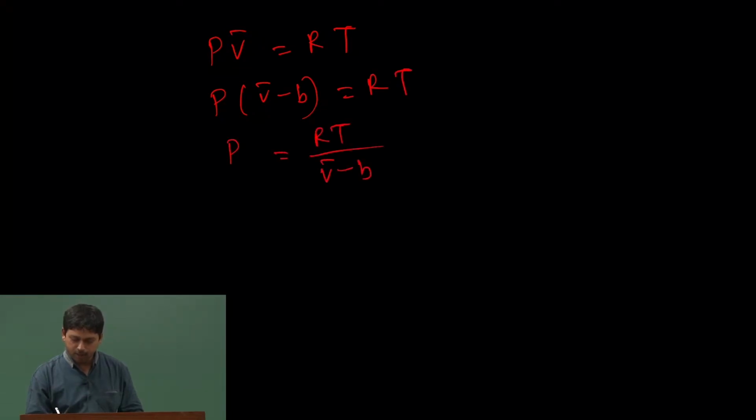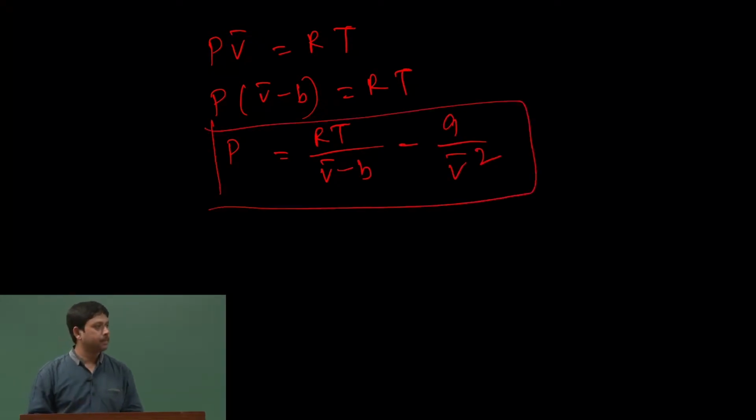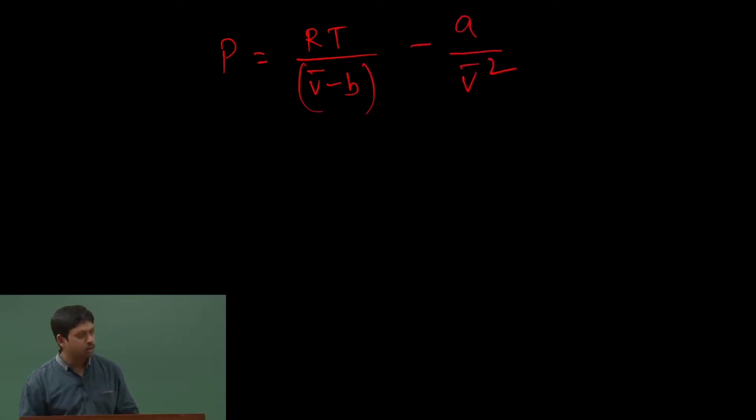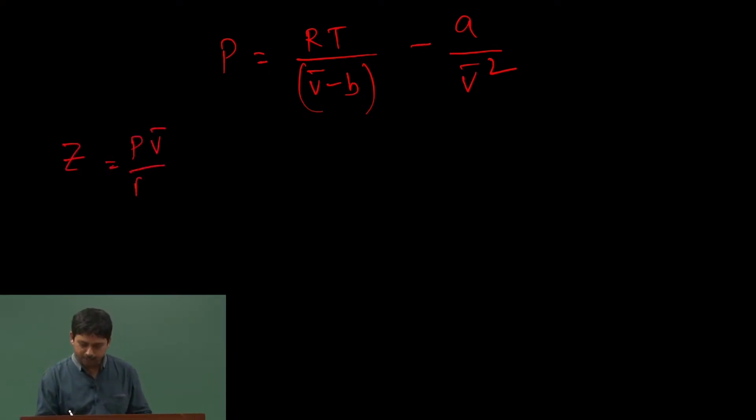PV equal to RT. Now, P(V minus B) is equal to RT, and then we get P equal to RT by V minus B minus A by V square. So, this is our van der Waals equation of state, okay, because we do not have to remember that, we can always start from ideal gas and come to that. So, P equal to RT by V minus B minus A by V square. So, that is the van der Waals equation of state, right.